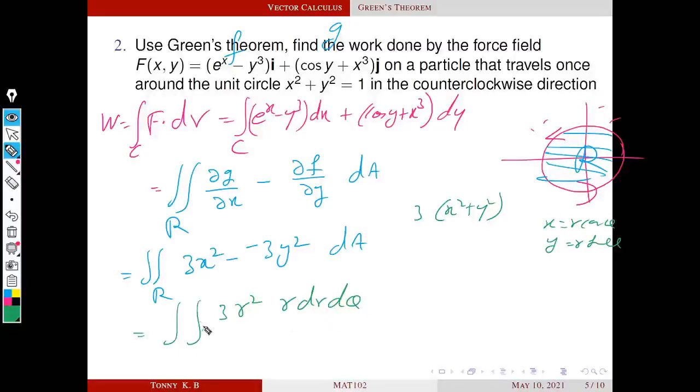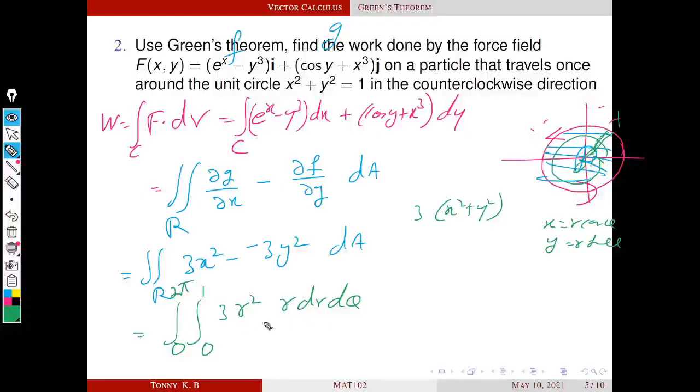Then what is the limit of r and theta? We have to cover this entire circular region. R varies from this point to this point. R is varying from 0 to 1 because the radius of the circle is 1. And to cover this entire circular region, theta should vary from 0 to 2 pi. So we have to compute this integral.